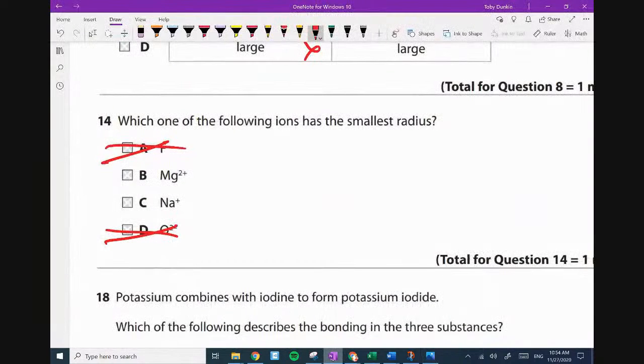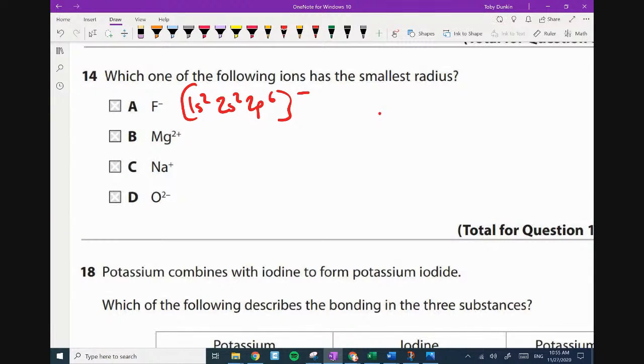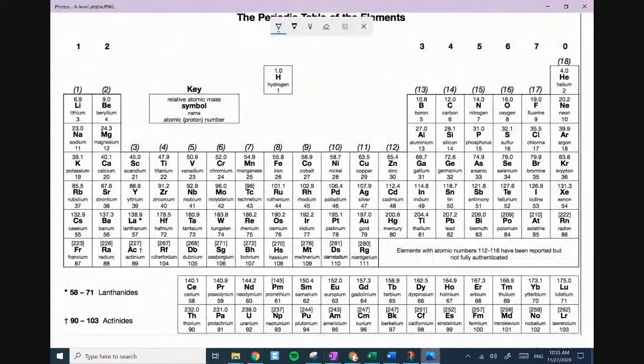Love that question. Are they all isoelectronic? Do you remember the word isoelectronic? That means they have the same electron configuration. The word iso means same in chemistry. Isotope, same identity. Isomer, same parts. So iso, same electronic configuration. So fluorine had 9 electrons originally. It's now got 10. So fluoride becomes 1s2 2s2 2p6, all in a square bracket, -1. It's gained 1. Magnesium 2+ loses two and becomes neon, the same as fluoride does.